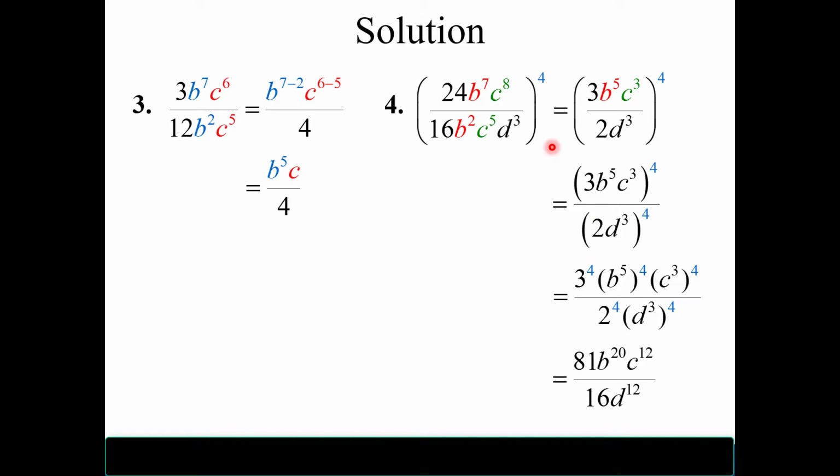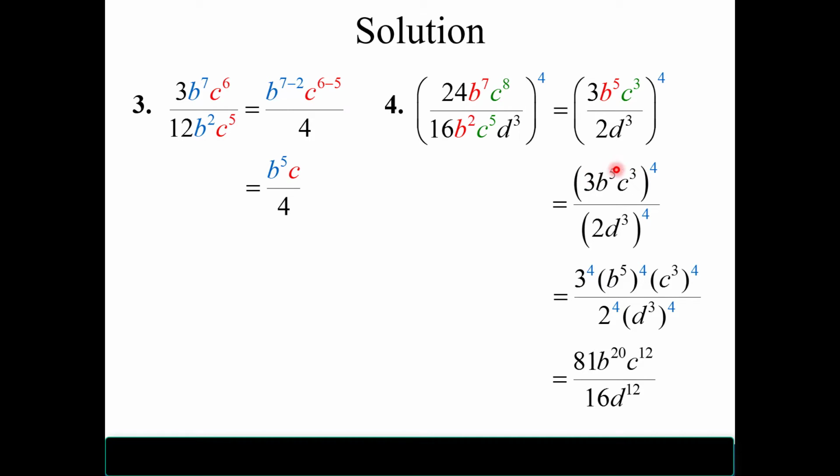So let's see. The 24 and the 16 reduce to a 3 over 2. The b's reduce, so they have b to the 7 minus 2 to give you b to the 5th. C to the 8th minus 5 to give you c to the 3rd. And in the denominator, we just end up with this d to the 3rd. Nobody wanted to play with that, so we leave that there. Raise to the power of 4. And now we distribute the exponents again.